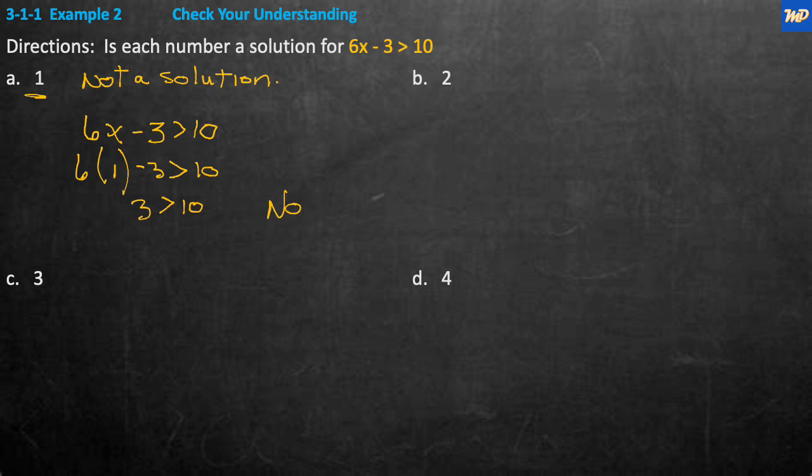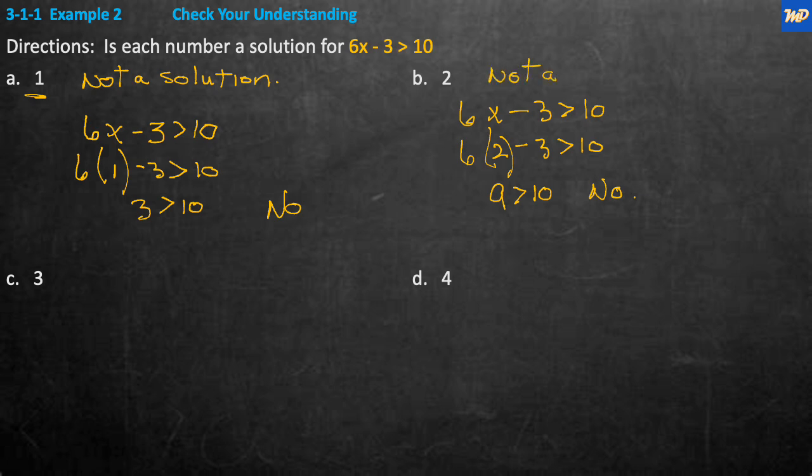How about 2? Is 2 a solution to 6x minus 3 greater than 10? Substitute 2 for the x. 6 times 2 minus 3, is that greater than 10? Now we do the multiplication and simplify. We're going to get 12 minus 3 is 9. Is 9 greater than 10? No, it is not. So 2 is not a solution.